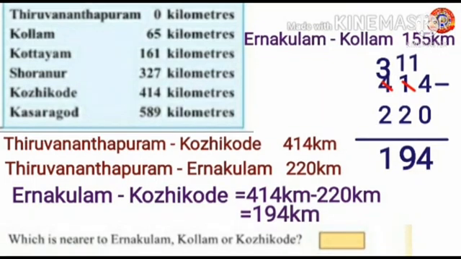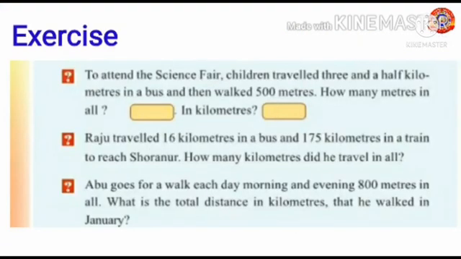See, the distance from Ernakulam to Kollam is 155 km. Therefore, which is nearer to Ernakulam, Kollam or Kozhikode? Kollam. Children, did you understand today's activities? Okay, fine. You have to do these activities as an exercise in your maths note.